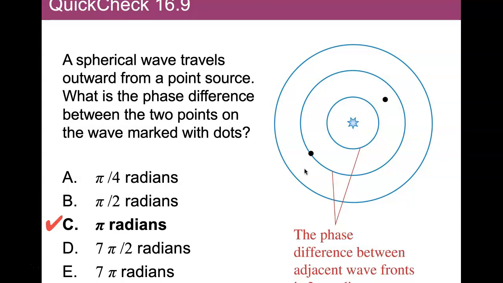Right? In other words, if at some point in time the sinusoidal part of the displacement for one of them is sine of some angle, for the other one it's sine of the same angle plus pi.